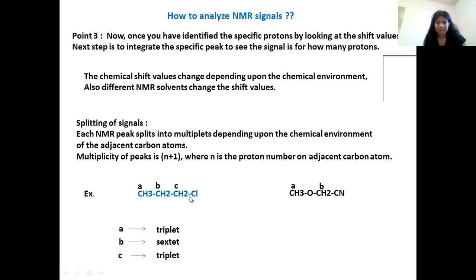Now let's take another example. This is also a simple structure, CH3O, CH2, CN. So there are 2 types of protons attached to the carbon atoms. This is type A, type B. So this A will be a singlet because it is not attached to any carbon atom. It is attached to oxygen, so there will be no splitting. It will be singlet. Also for this B, it is not attached to any carbon which is attached to a proton. So it will be a singlet too.